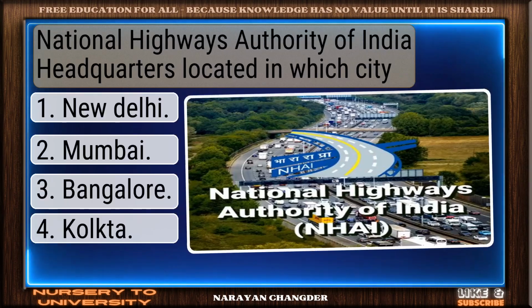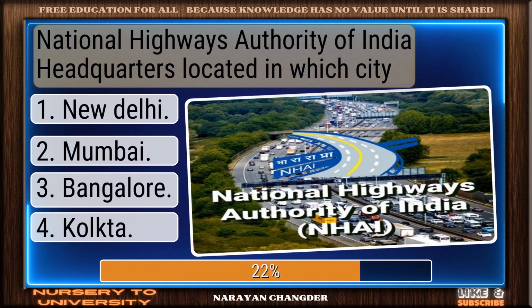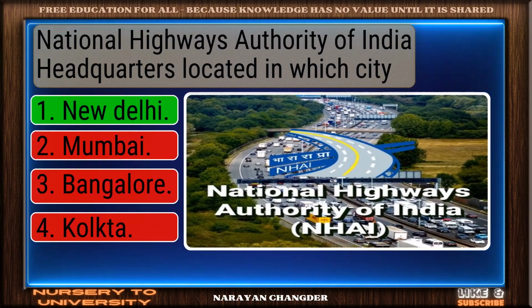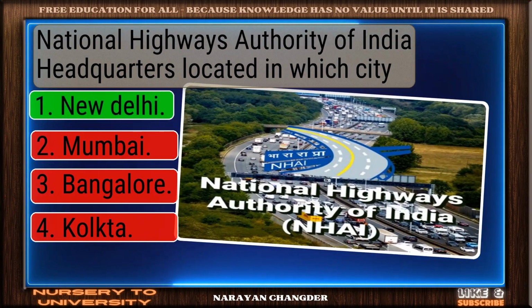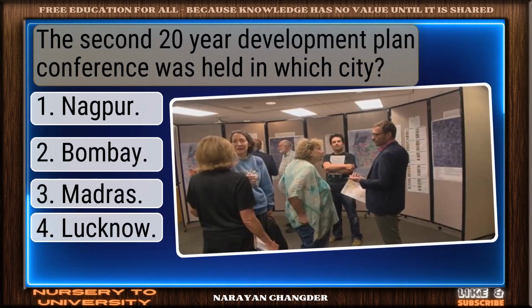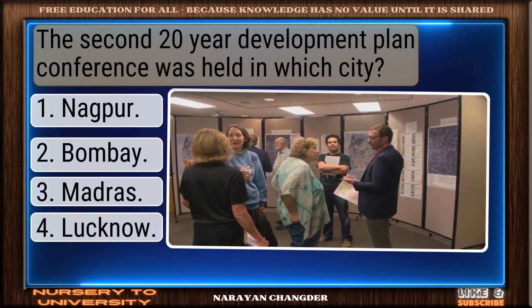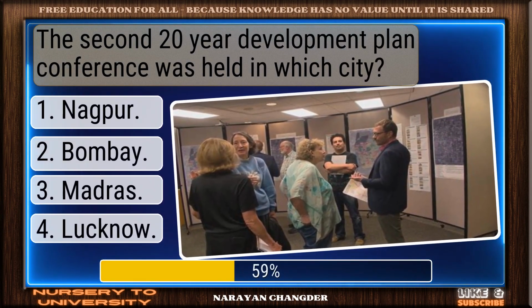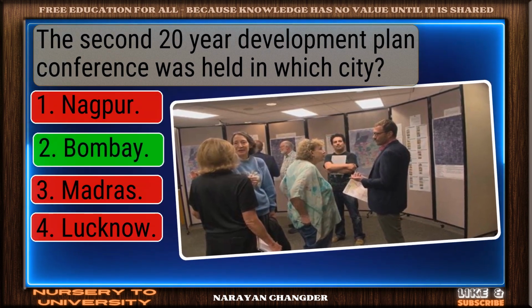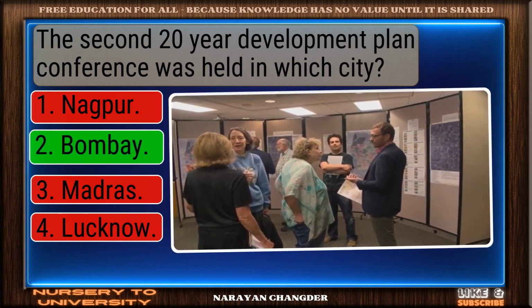National Highways Authority of India headquarters is located in which city? Strong choice. New Delhi is the right answer. The second 20-year development plan conference was held in which city? Nice work. You chose Bombay, and it is correct.